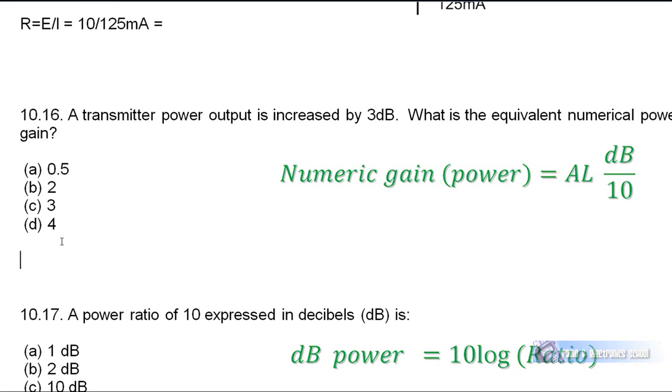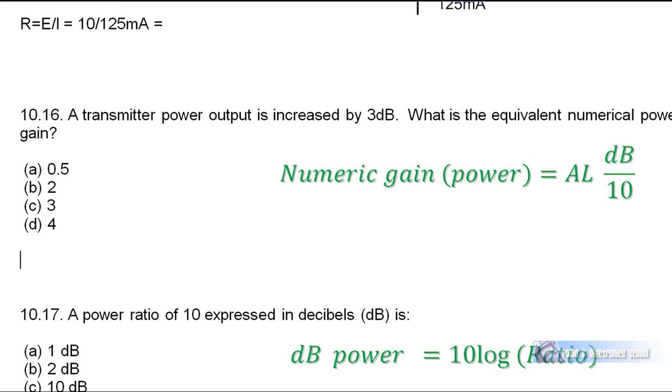So we're told that a transmitter has its output increased by 3 dB. We want to know the numerical increase. Is that an increase of 10 times? Is that an increase of 5 times? How do we convert 3 dB into a numerical increase? I've given you the equation. AL stands for the anti-logarithm.